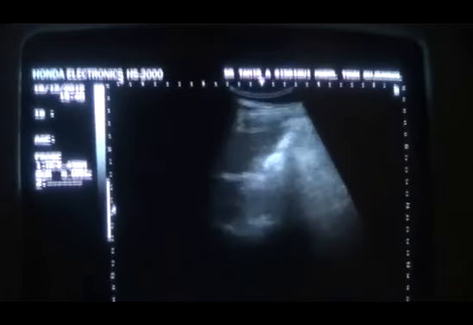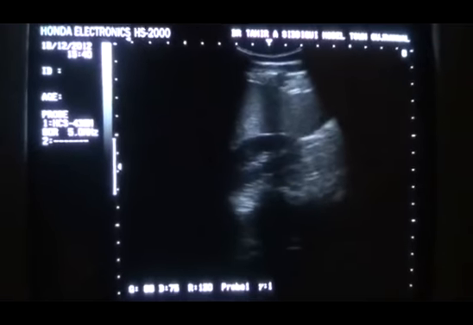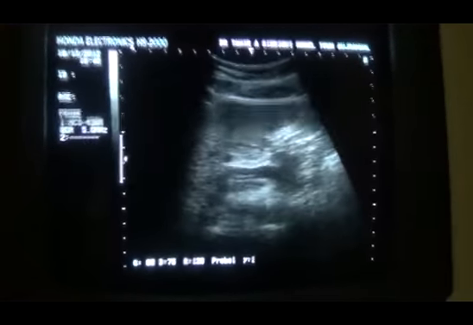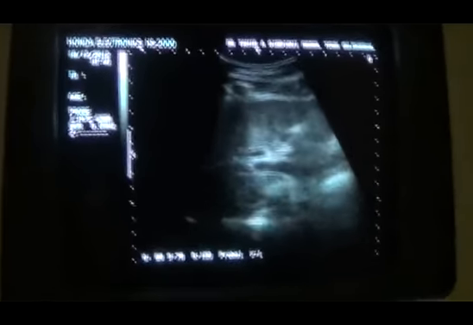This study is regarding the parenchyma of the liver. This is a liver with level 1 fatty changes.